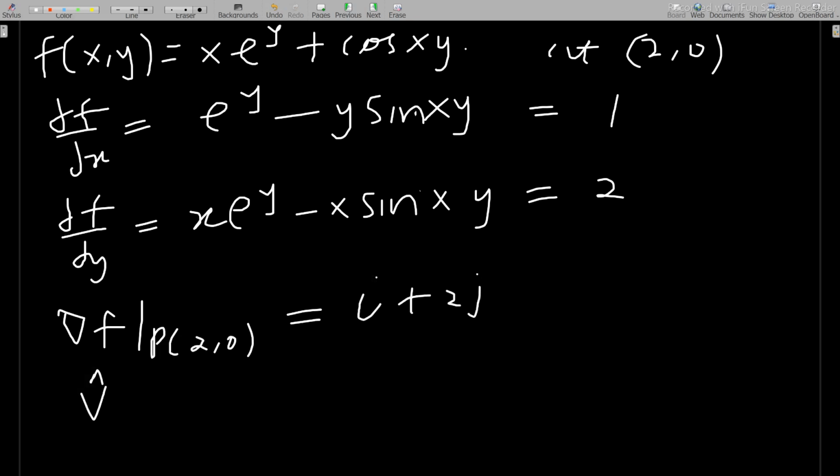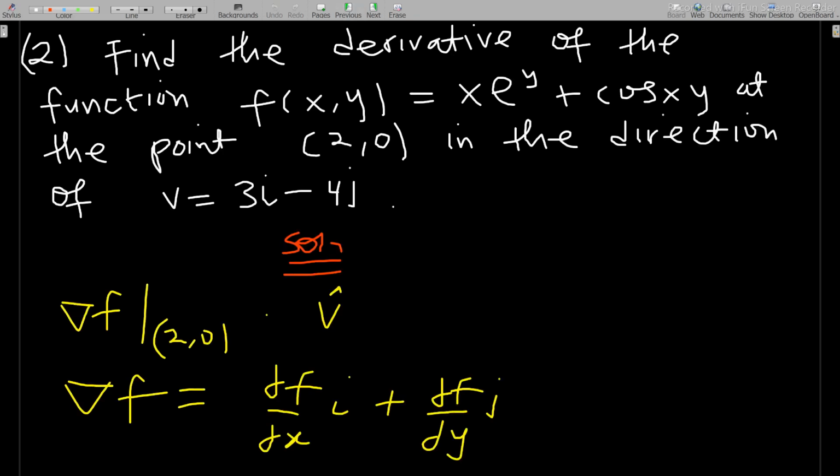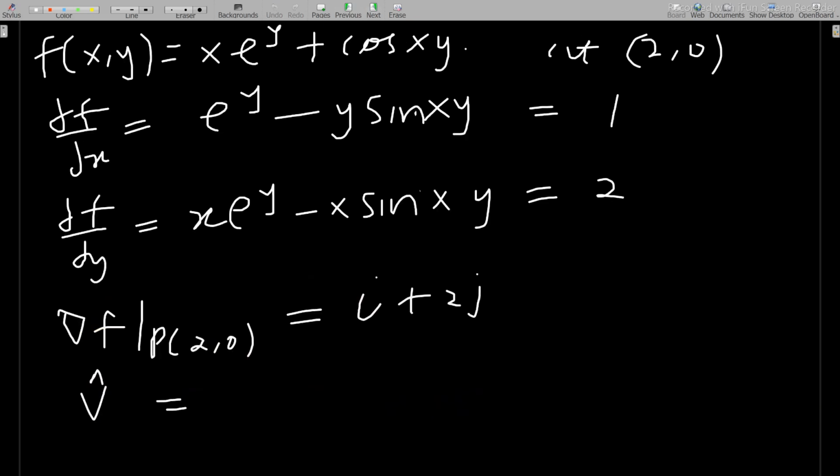So our v cap will simply be equal to the unit vector along the v, and v was given as what? This is our v, which is 3i minus 4j. Okay, so it will be 3 over 5 i minus 4 over 5 j. That is the unit vector along v. I hope you know how to find the unit vector. Just find the magnitude of the vector, then divide every term of the vector by that magnitude.